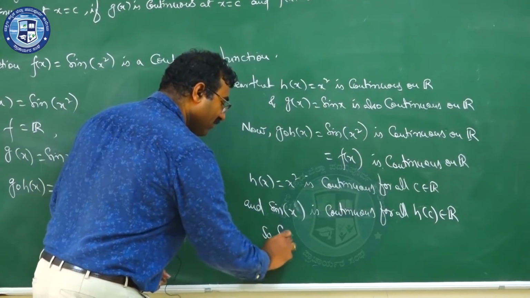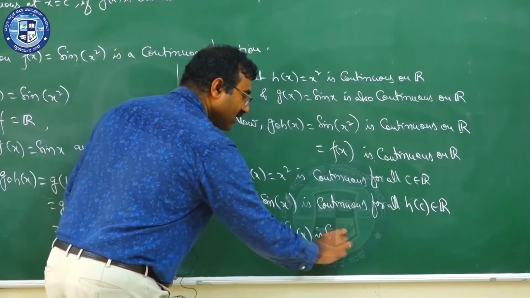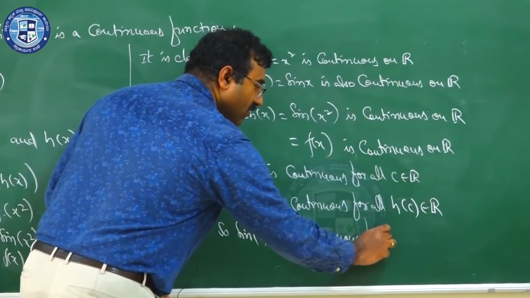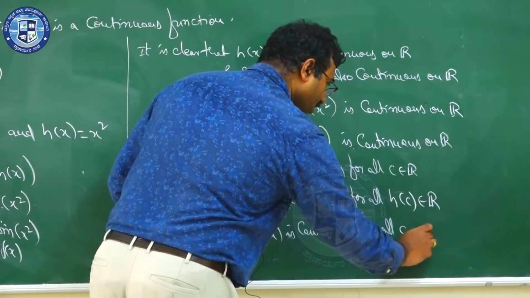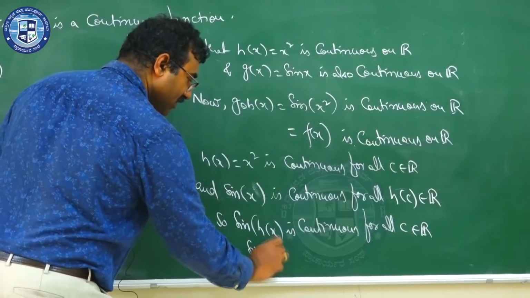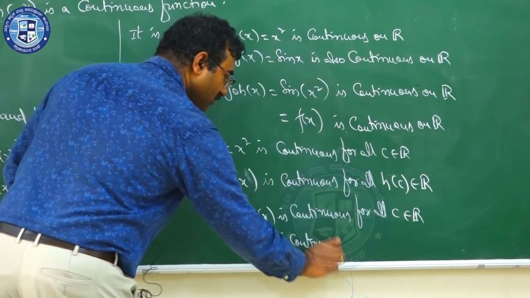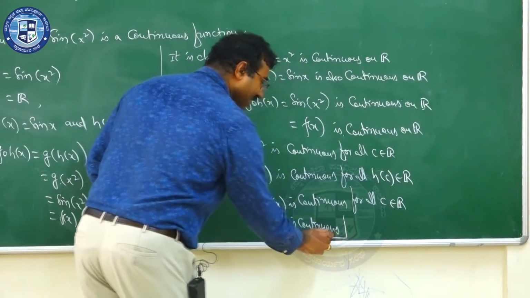So sin of h of x is continuous for all c belongs to R. It means h of x is x square, sin x square is continuous. Okay, if you want to write still elaborately, you can write like that.